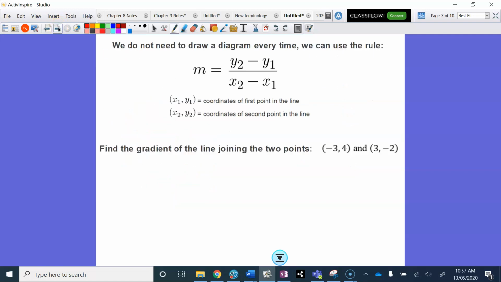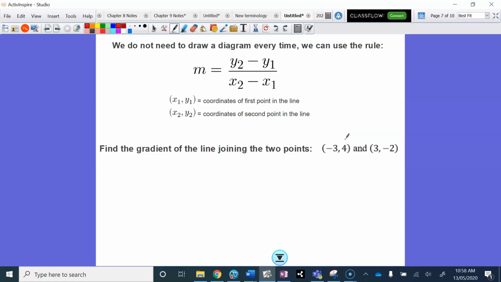If I wanted to do that without drawing a diagram, there is another formula or another rule that I can use. And what that rule is really saying is the difference in the y values divided by the difference in the x values. x1 and y1 are just the coordinates of the first point, point 1. So the x coordinate of point 1 and the x coordinate of point 2, for example. And then x2 and y2 are just the x coordinate of point 2 and the y coordinate of point 2.